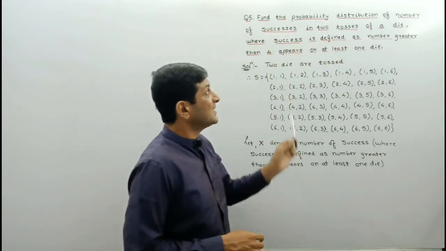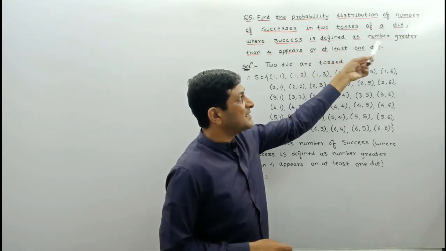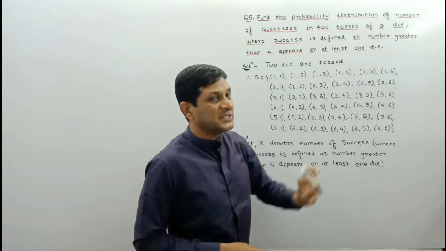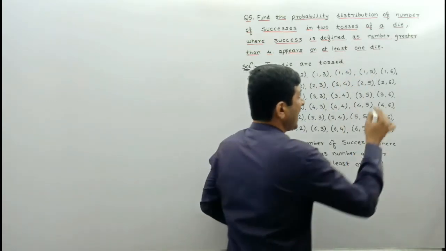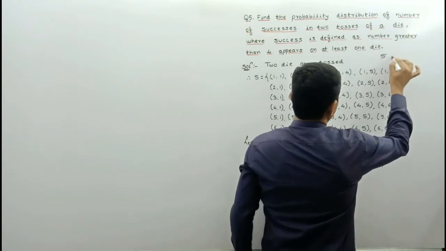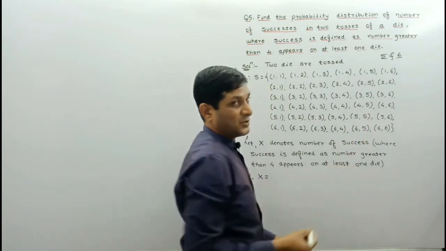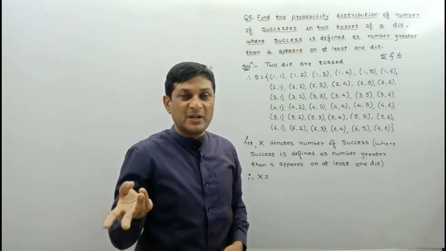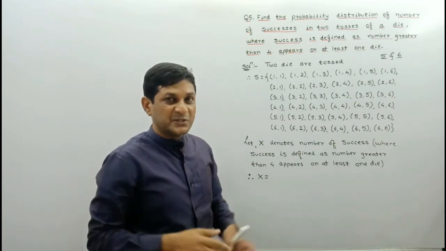The number of successes. Here, success is defined as a number greater than 4 appearing on at least one of the dice. Which are the numbers greater than 4? 5 and 6, isn't it? These are the numbers greater than 4. When a die is tossed, the possible outcomes are 1, 2, 3, 4, 5 and 6.